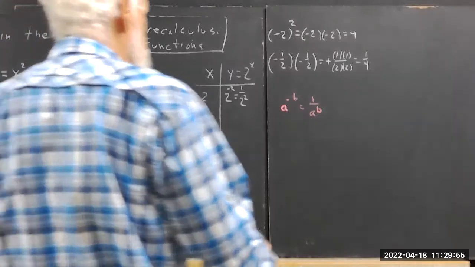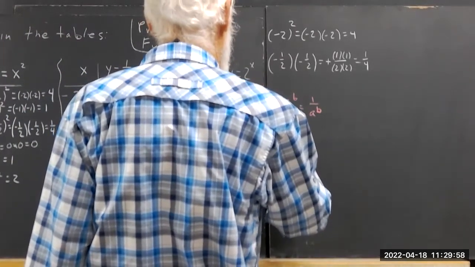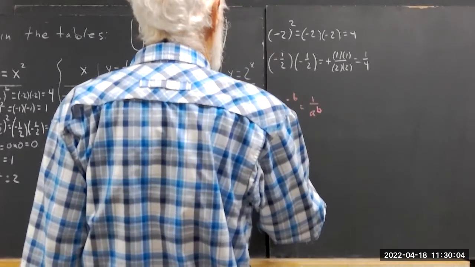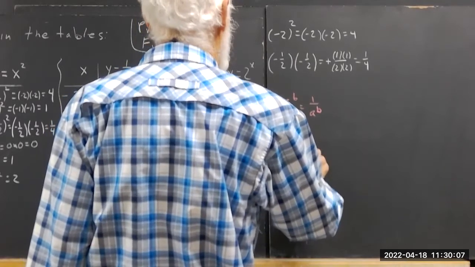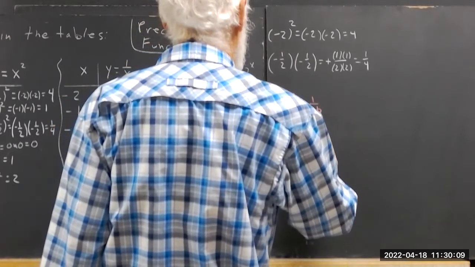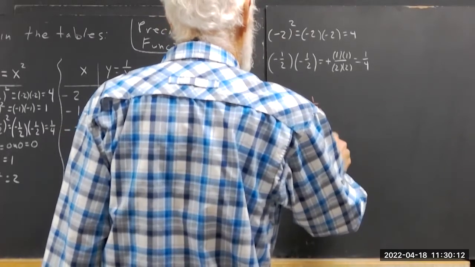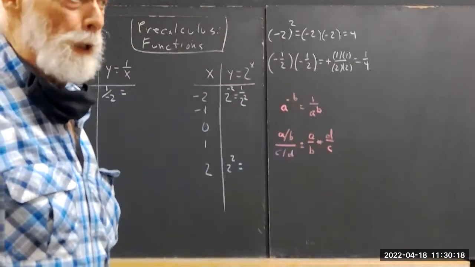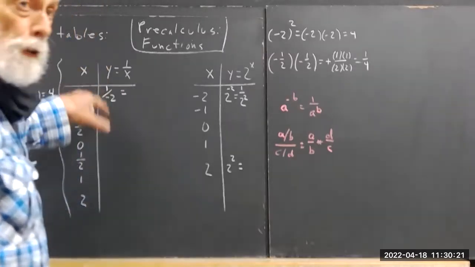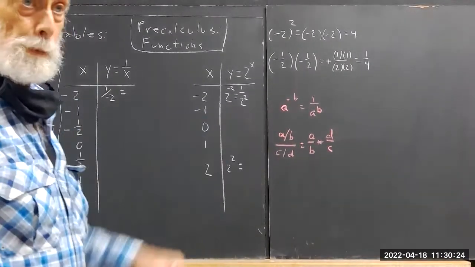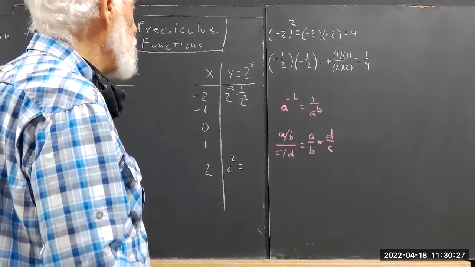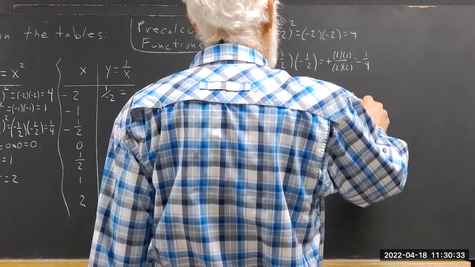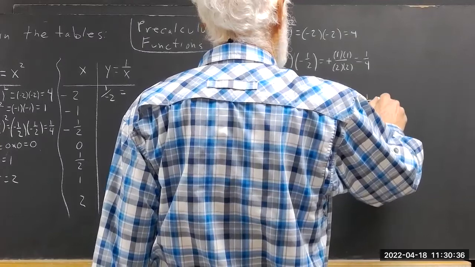And also, with fractions, just to write this down, a over b divided by c over d is a over b times d over c. In other words, when you divide by a fraction, you multiply by the reciprocal. We're going to need that over here. We don't need it here. We only need this one. Okay, so anyhow, 2 to the negative 2 is 1 over 2 squared equals 1 over 4.